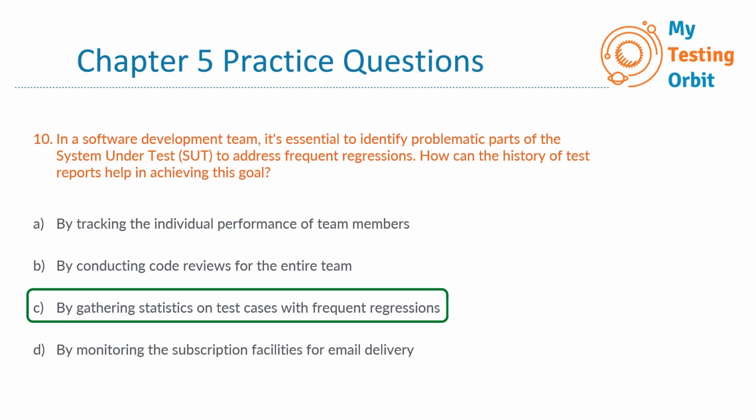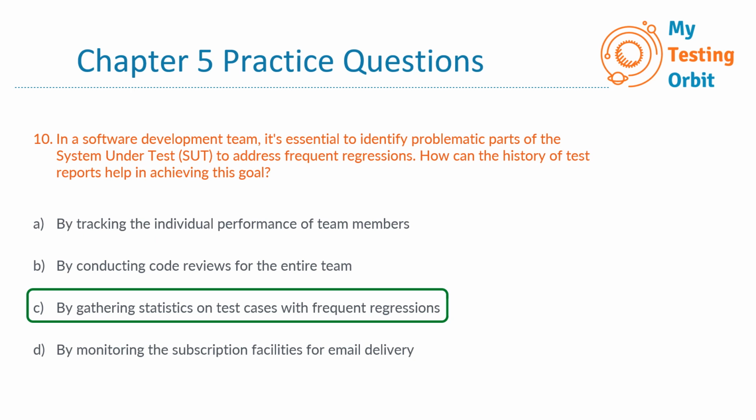Okay, B. This suggests that conducting code reviews for the entire team is the primary way to find issues in the SUT that lead to frequent regressions. In reality, code reviews are about checking the quality of the code written by team members, not about identifying problems within the SUT itself. Then option D, by monitoring the subscription facilities for email delivery.